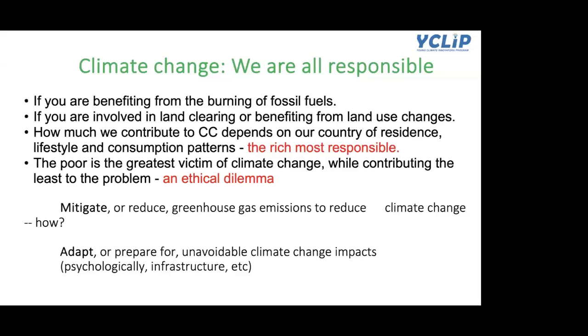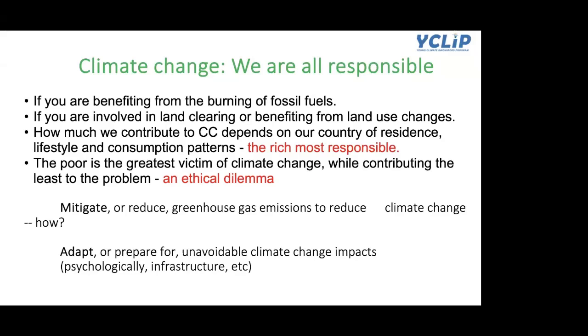The rich are more responsible for contributing to this, because the richer you are, the more you use resources around you, including fossil fuel. However, the poor are the greatest victims of climate change. Whilst the poor contribute less to this problem, they are the greatest victims, because the poor don't have the adaptive capacity, the resources to adapt to climate change. We call it an ethical dilemma, where you contribute less but get more problems from the same thing.